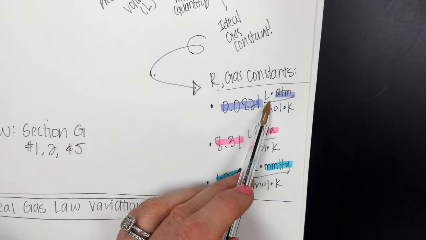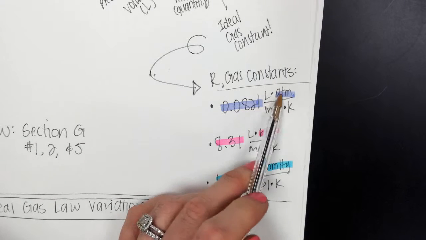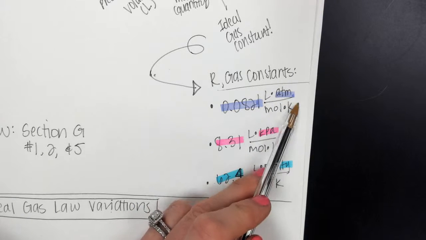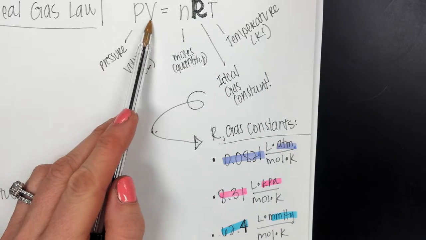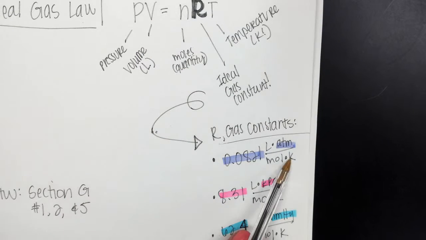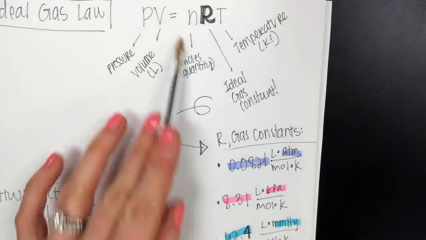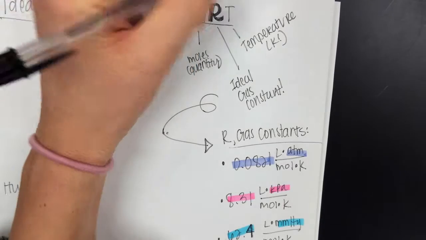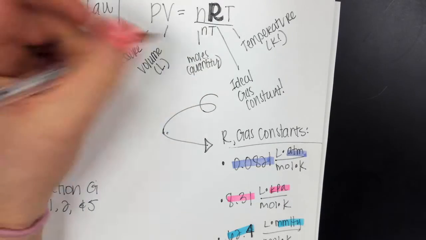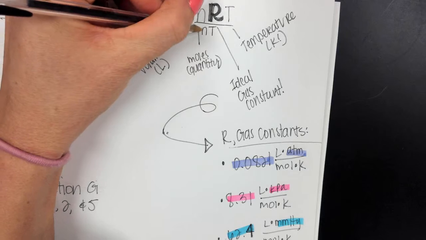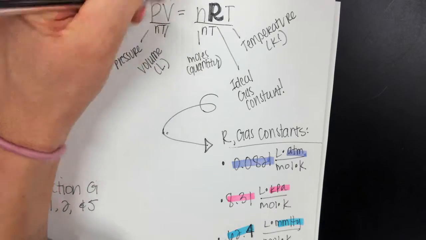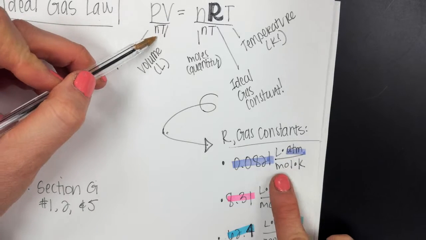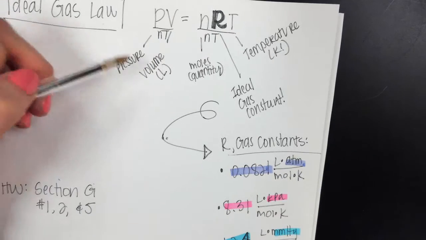And I also just want to point out, I didn't do this yesterday, but your units for your R constants, it's just PV = nRT rearranged, right? So there's your volume and your pressure divided by your moles and your temperature. Because if you were to divide by n and T to isolate the R, that's what you would get. Pressure and volume over moles and Kelvin, or moles and temperature.